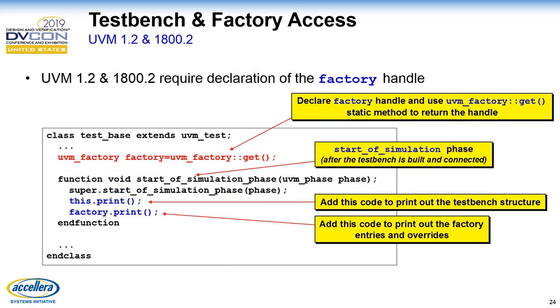UVM 1.2 and IEEE UVM require the declaration of a factory handle, but it's really very simple. You're going to declare a handle of the UVM factory type, and so here we just use the clever name factory equals uvm_factory::get(), the static method call to get the current handle of the factory. And so once you use the static method, now you have a factory handle that you can use, and you can still do the same thing that you used to do with UVM 1.1d. And that is, in the start of simulation, I can still print out the test bench, and now I can print out what is inside of the factory as well.